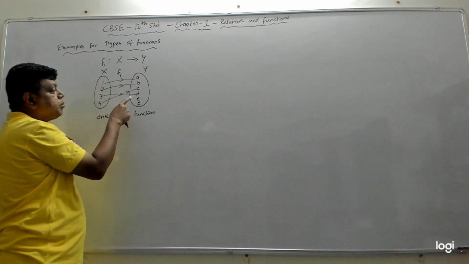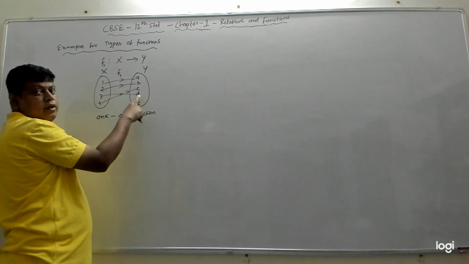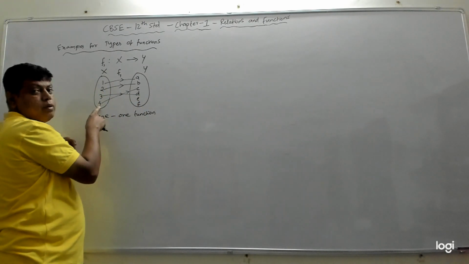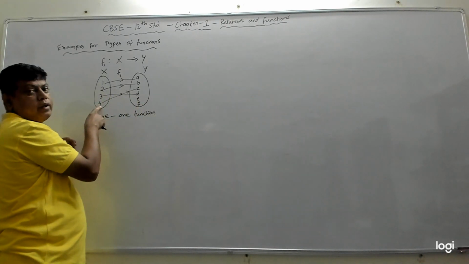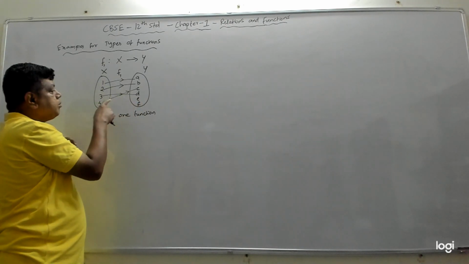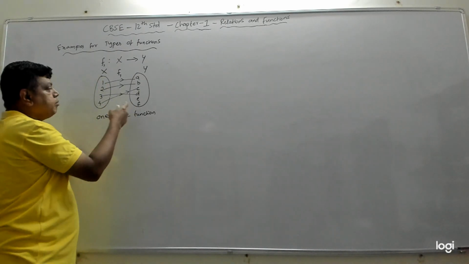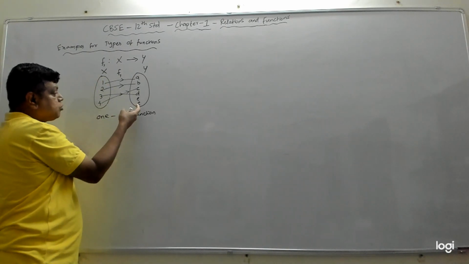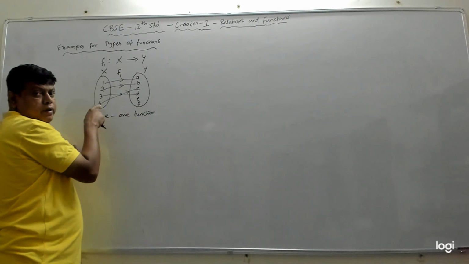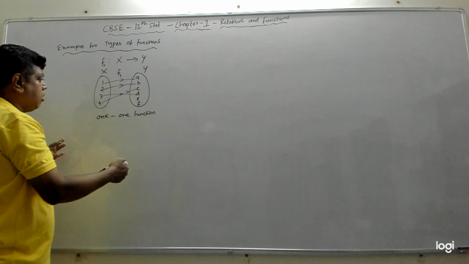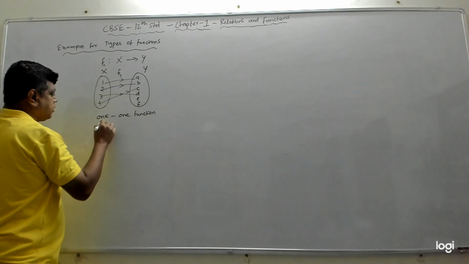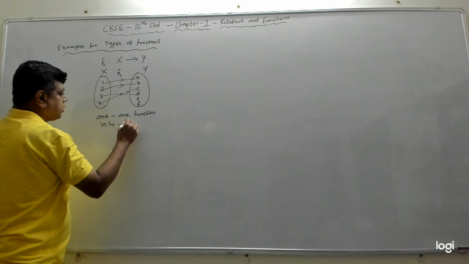Here it is not onto because the element E does not have any element in X such that E is its image. F is also not an image of any element in X. Some element should be there such that F is an image of some element in X. Then you call that onto, but here it's not onto, so it is an into function.